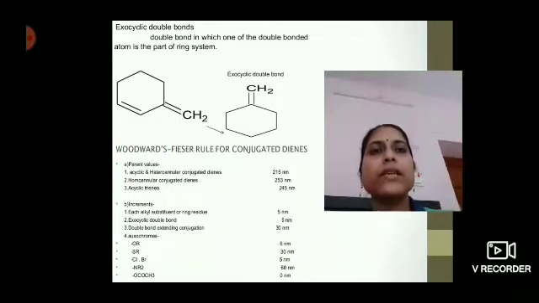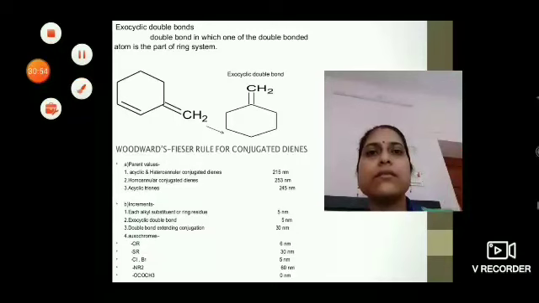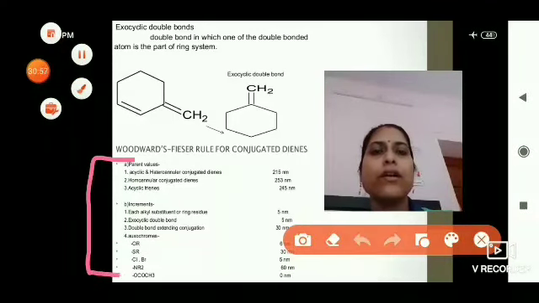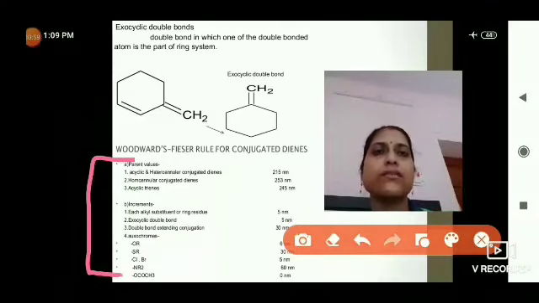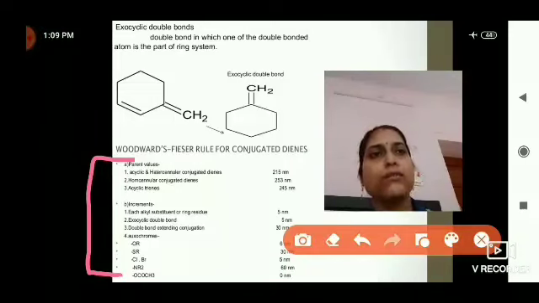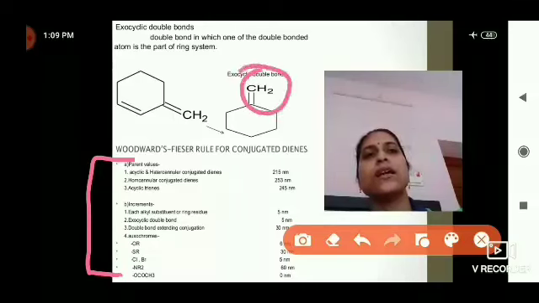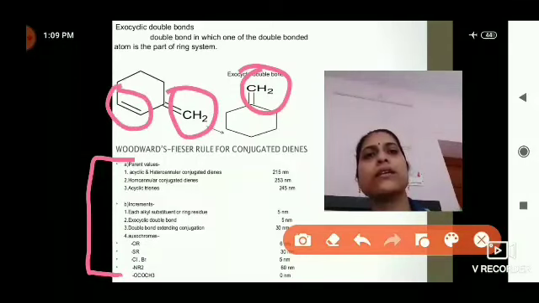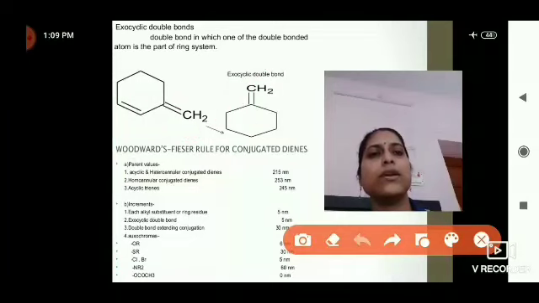Now what is an exocyclic bond? Actually, we are talking about these terminologies because Woodward-Fieser gave numerical values of lambda max for these classified compounds. So what is an exocyclic double bond? When the double bond is outside the cycle, it is called exocyclic. This is exocyclic, this is exocyclic, and what is this? This is endocyclic. So you have seen the exocyclic and endocyclic double bonds.